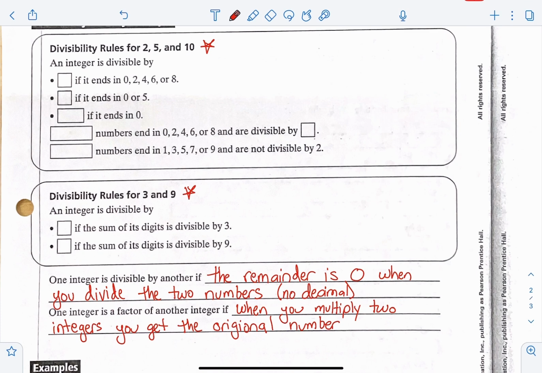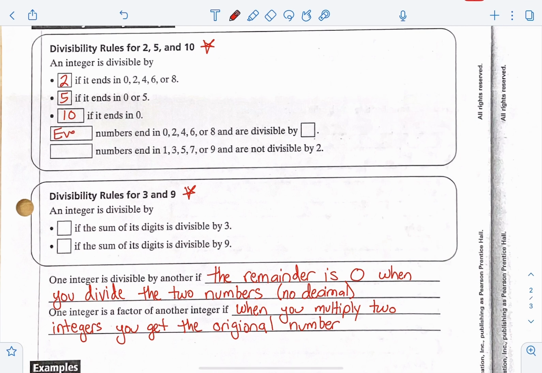Okay, so an integer is considered divisible by 2 if it ends in 0, 2, 4, 6, or 8. An integer is divisible by 5 if it ends in 0 or 5. So think like 10, 15, 20, 25, 30. Those are all divisible by 5. An integer is divisible by 10 if it ends in 0. So you're counting up 10, 20, 30, 40. All of those are divisible by 10.